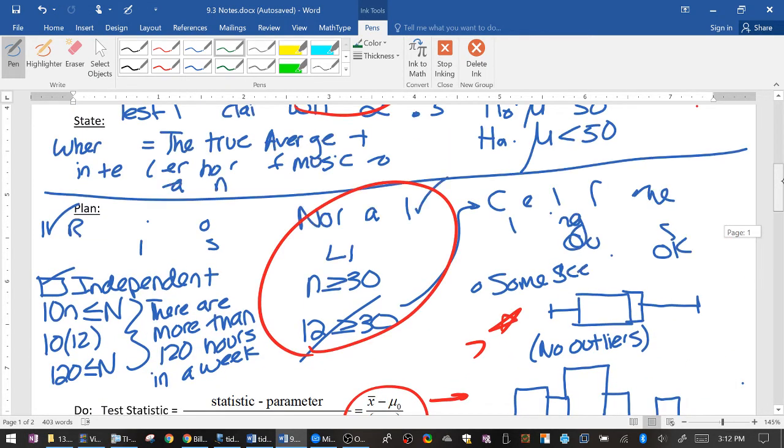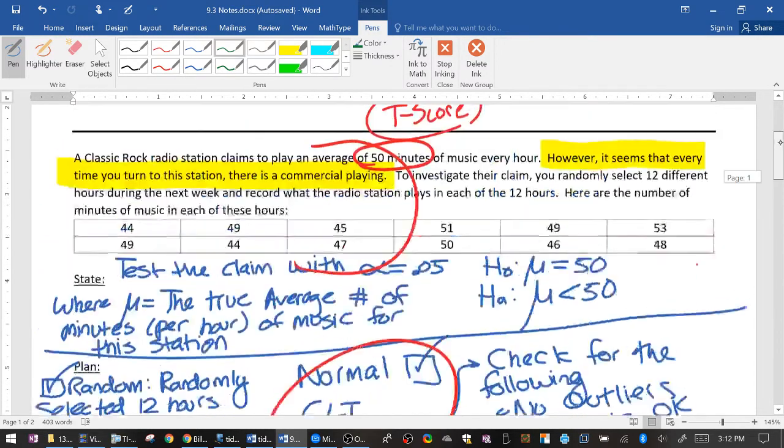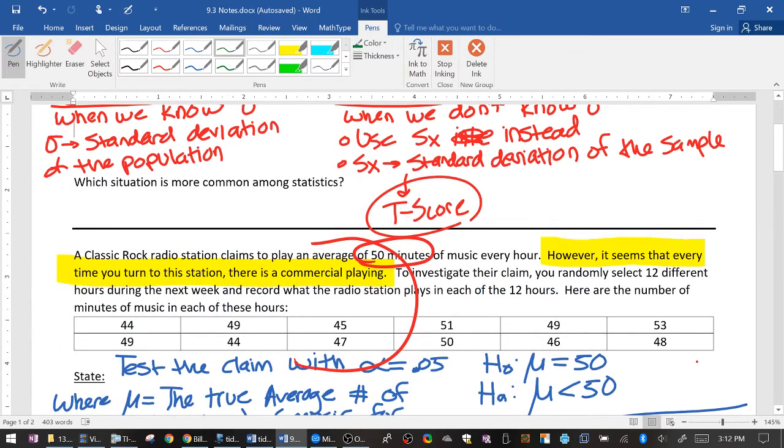So let's go up here and look at it again. Okay, so the whole concept here was the radio station claimed that they play 50 minutes of music every hour. You thought, because every time you turn to the station there's a commercial playing, you thought they were less than 50. So your sample came in over here, which proved that you guys were right, that the null hypothesis was wrong, they don't play 50, and that you were right, they played less than 50.